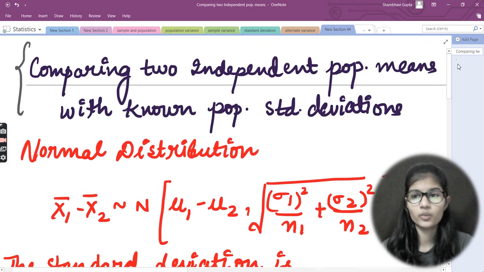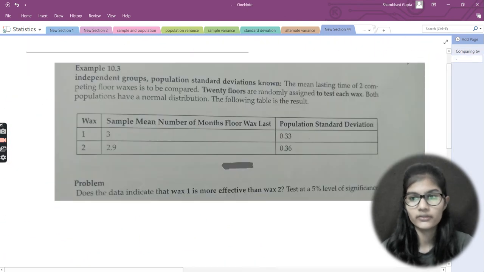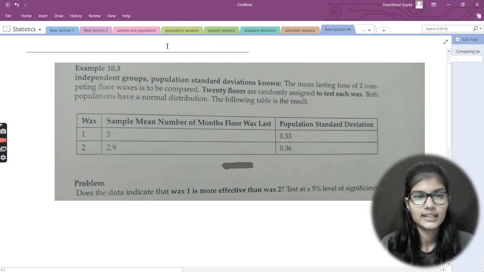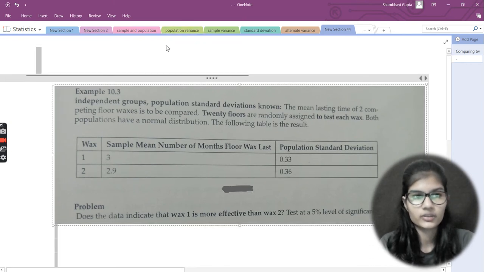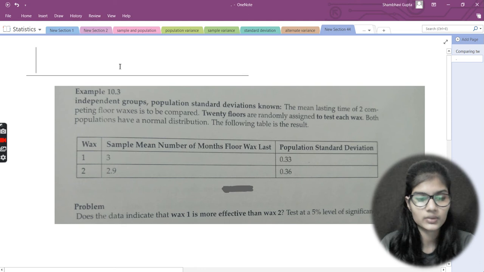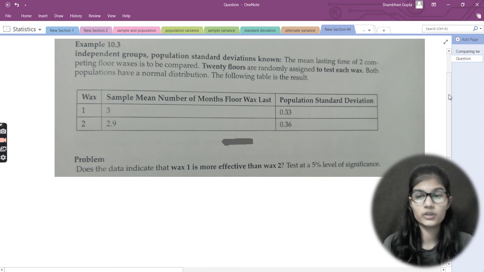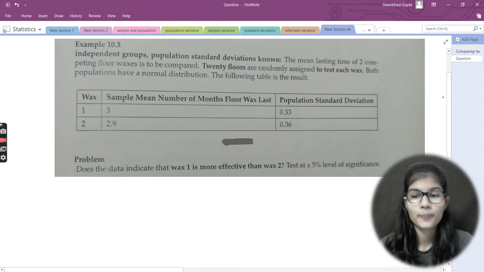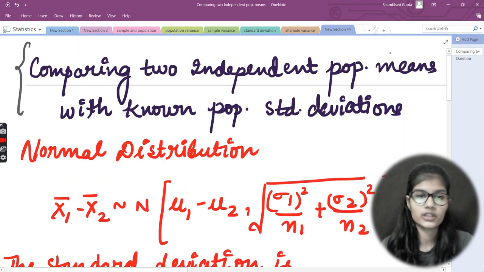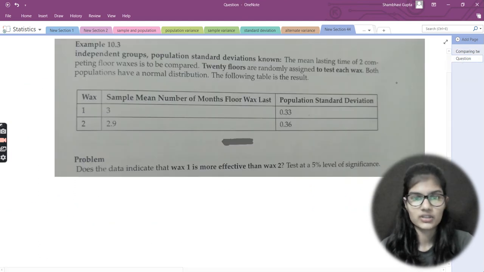So in today's video, we are going to see a question with this particular topic. Let me just write here as question. We are going to solve this question in today's video, which is totally related to the formulas which we had already seen in the topic I was discussing, comparing two independent population means with the known population standard deviations. So let's get started.